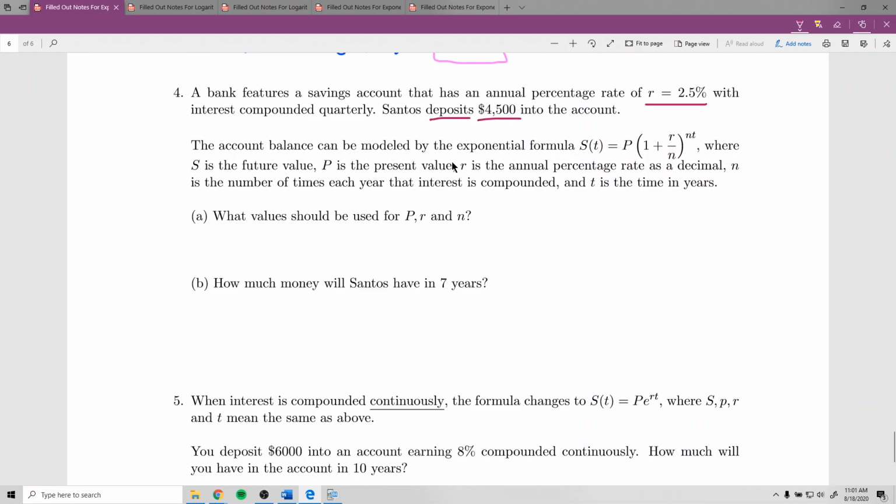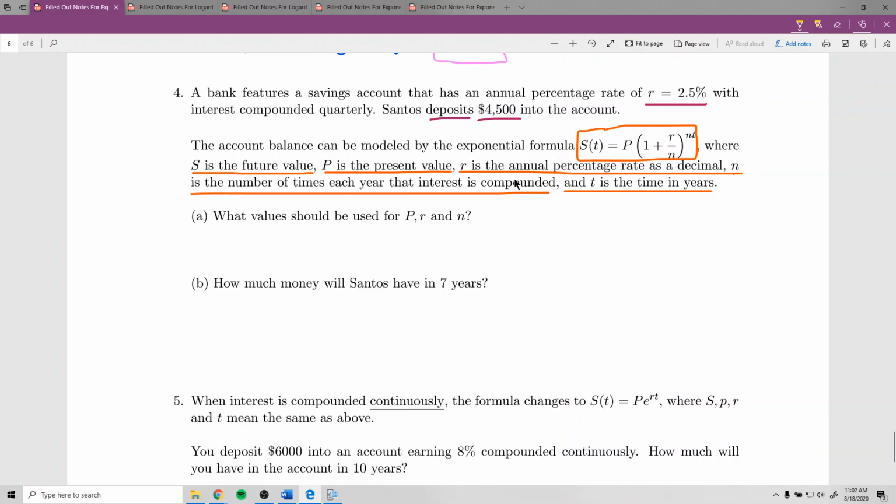The account balance can be modeled by the exponential function s of t equals p times 1 plus r over n to the nt power, the messy formula, but it's given to us, where s is the future value, p is the present value, r is the annual percentage rate as a decimal, n is the number of times each year that the interest is compounded, and t is the time in years.